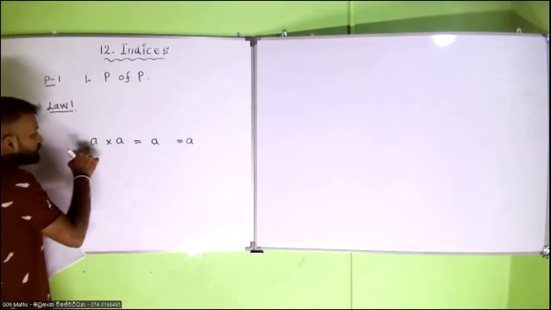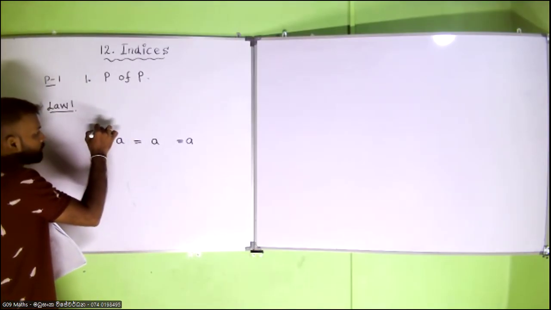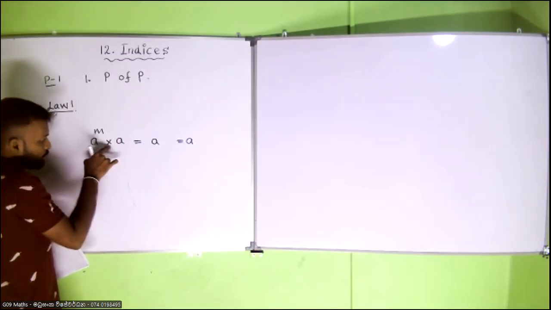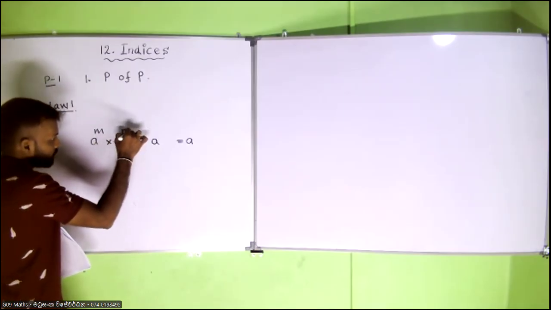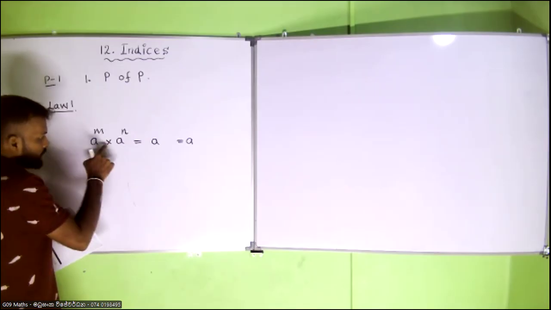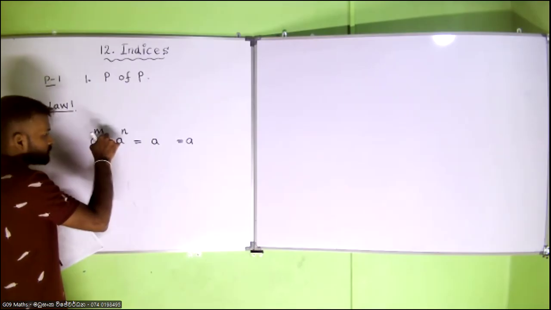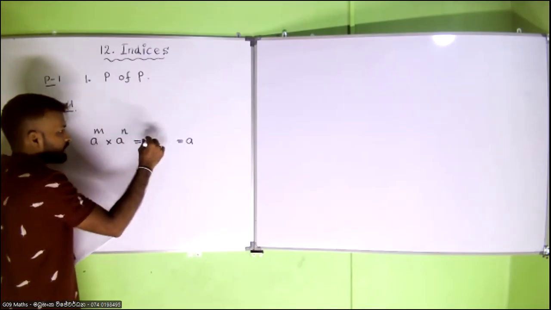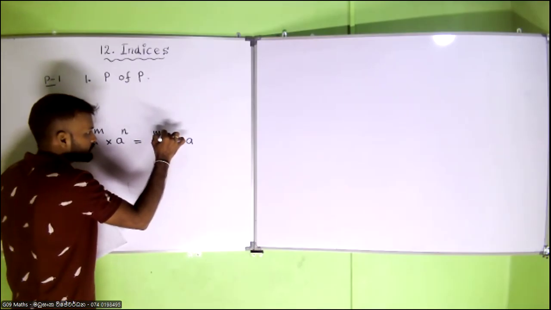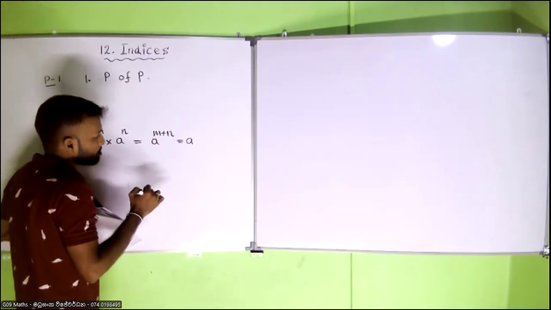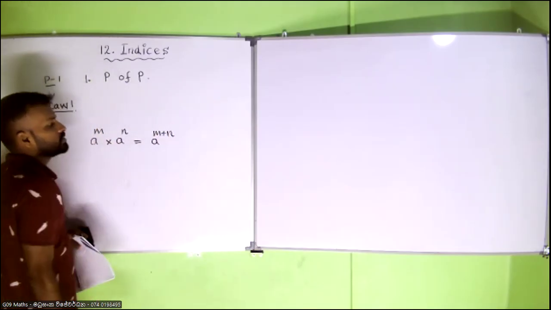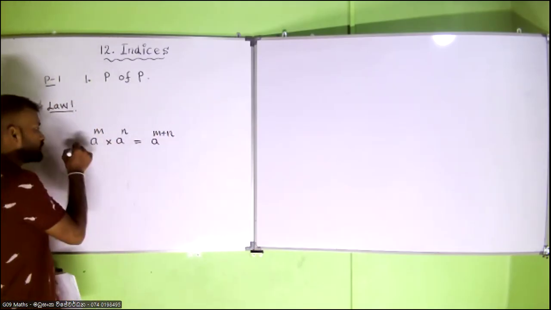So I will take a to the power m multiplied by a to the power n. Bases are same, so I can write a, so that indices can be added: m plus n. So this is the first.